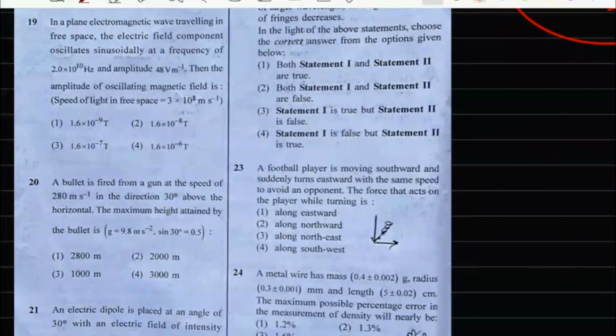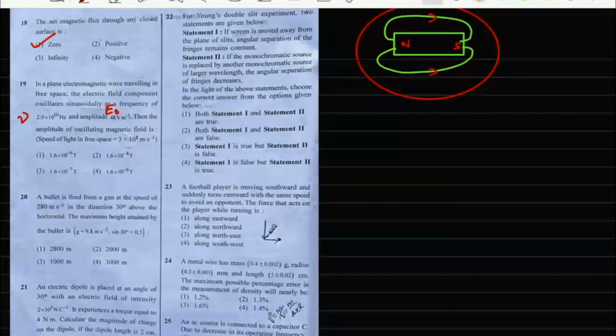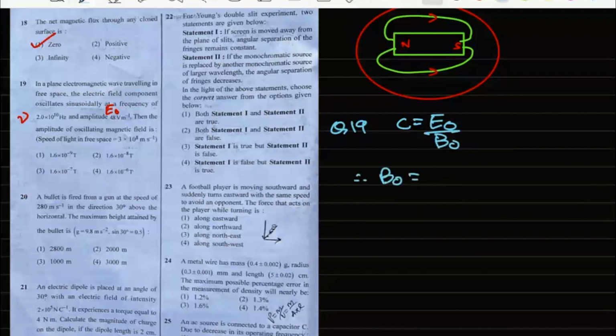Okay, in a plane electromagnetic wave traveling in free space, the electric field component oscillates sinusoidally at a frequency. This is basically the frequency of the wave and amplitude. So we can just call it the maximum amplitude E naught. Then the amplitude of the oscillating magnetic field is how much, and speed is given. So again, this is very simple. All we have to do is use the formula for C, which is E naught by B naught.